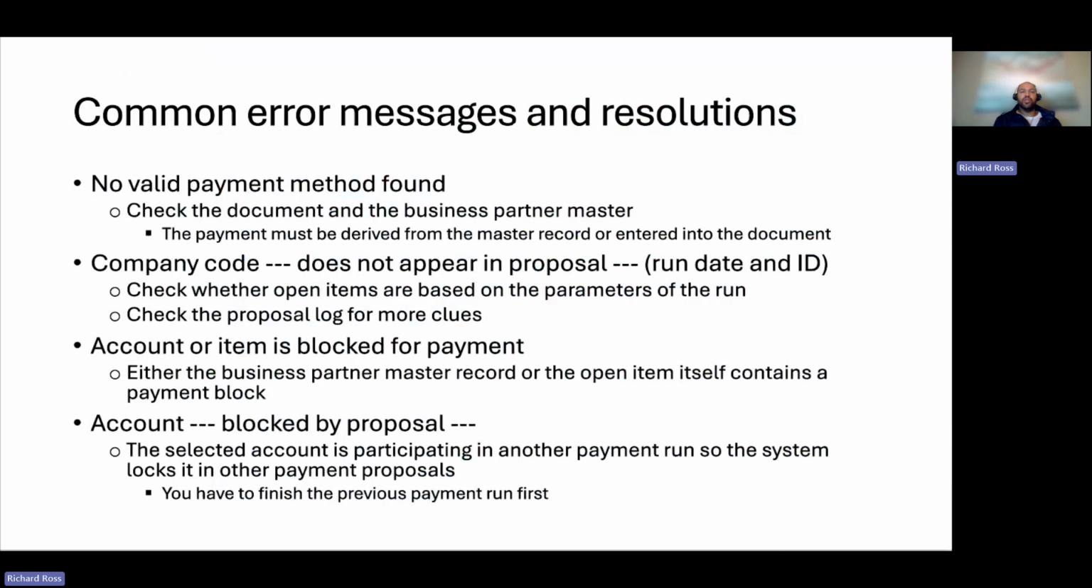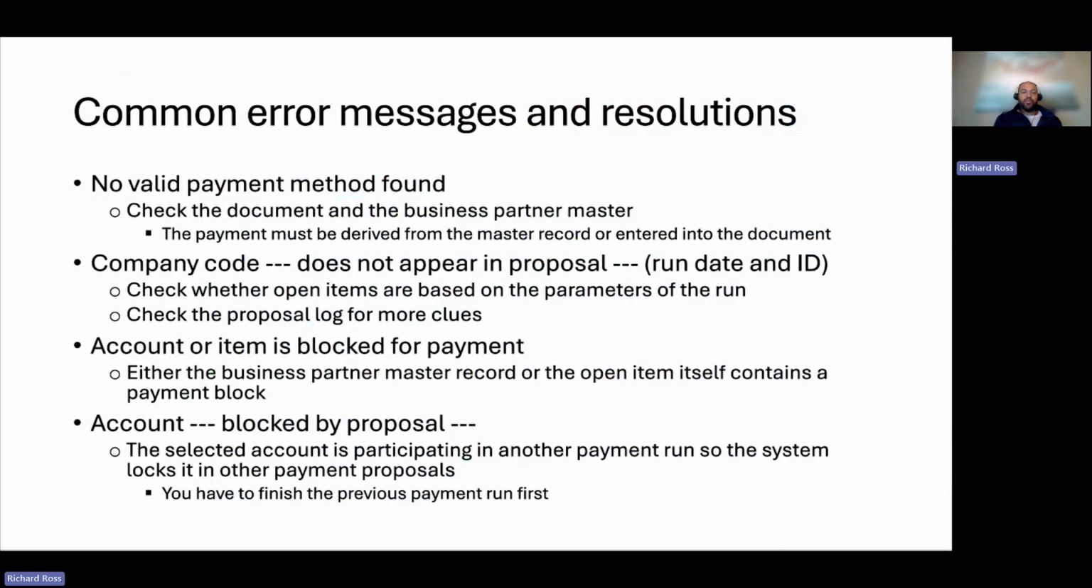Common error messages and resolutions. No valid payment method found. Check the document in the business partner master. The payment method must be derived from the master record or entered in the document. Company code blank does not appear in proposal blank, the run date and ID. Check whether open items are based on the parameters of the run. Check the proposal log for more clues.